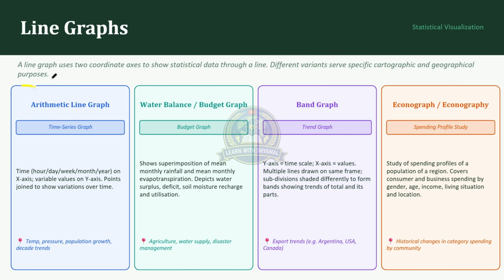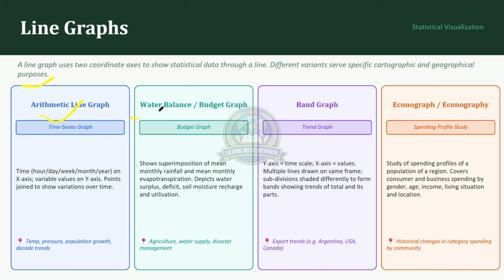Line graphs. Line graphs use coordinate axes to show statistical data through a line. Different variants serve specific cartographic and geographical purposes. Arithmetic line graph, time series graph, time such as hour, day, week, month and year on the x-axis and variable values on the y-axis. Points joined to show variations over time. Temperature, pressure, population growth, decade trends.